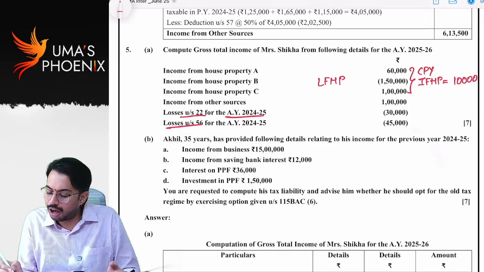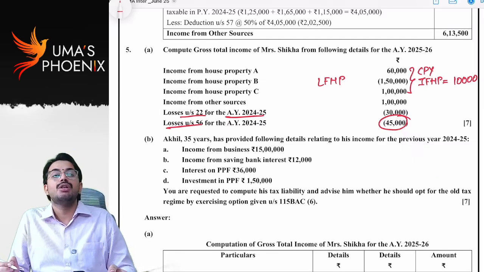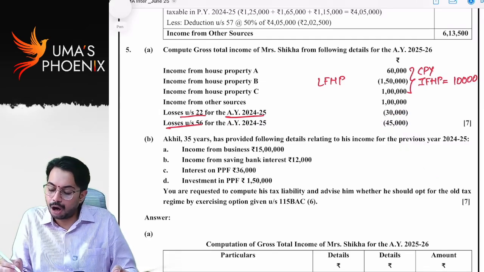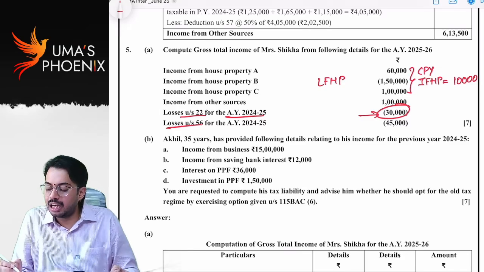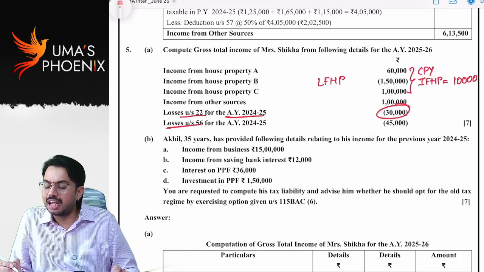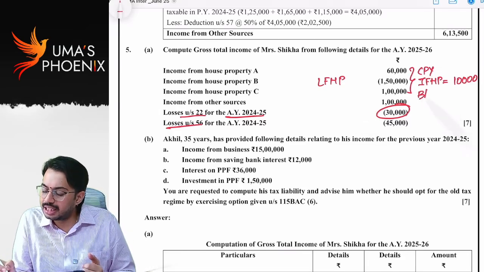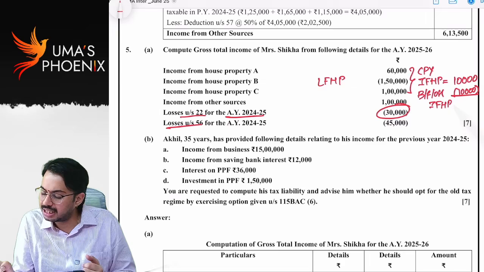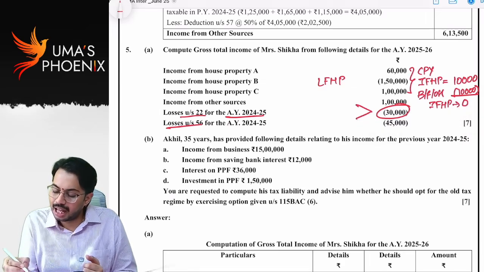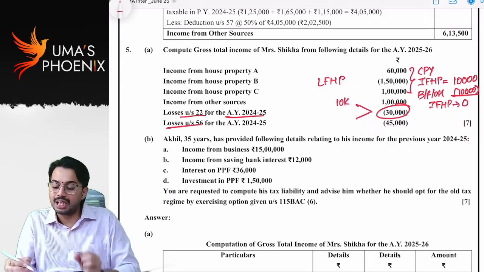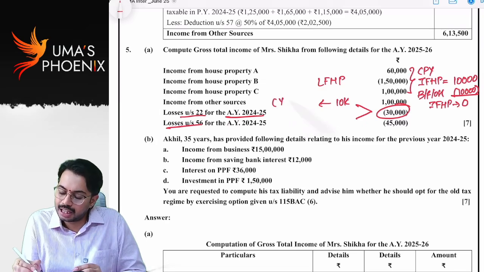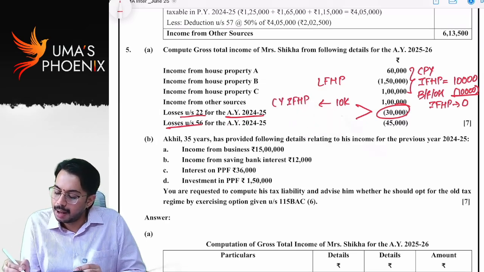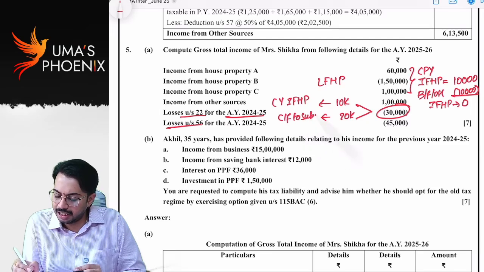How much are brought forward losses? 45,000. To set off, how much is brought forward loss under house property? 30,000. Out of 30,000, only 10,000 is eligible for set off. So brought forward loss 10,000. Current year income from house property is 0. Out of this 30,000, 10,000 you can set off against current year income from house property. Balance 20,000 you will carry forward to subsequent years.